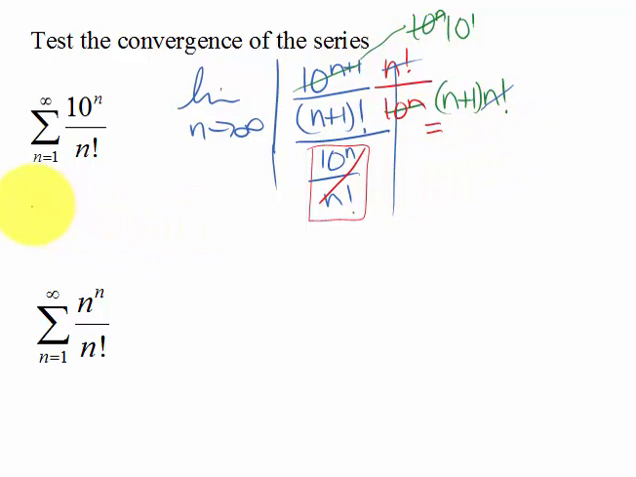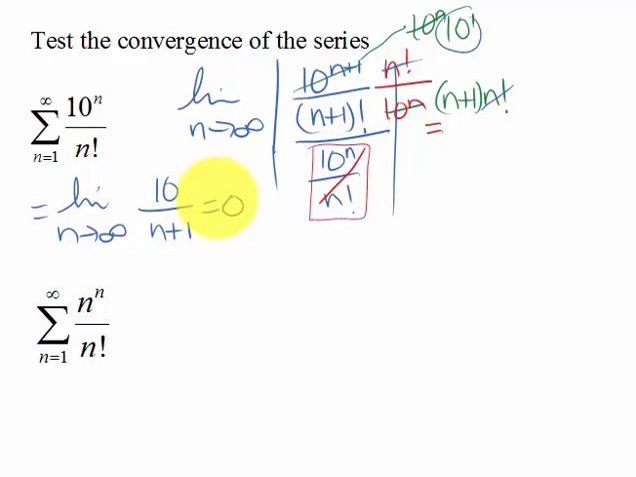So let's write down what we have left. We have the limit as n goes to infinity of, we still have this 10 on the top, and then that's going to be over n plus 1. Well, as we let n go to infinity, fixed numerator, denominator becoming large, this limit equals 0. So by the ratio test, this series converges.